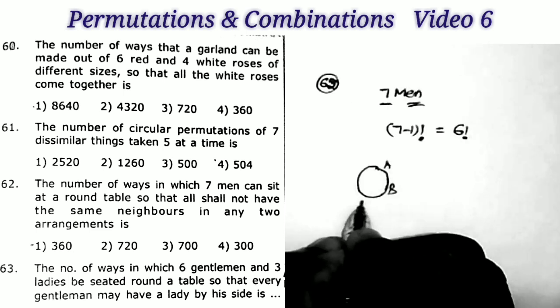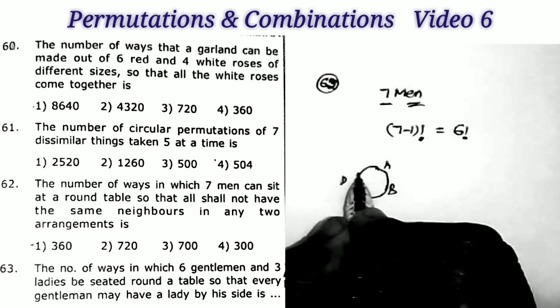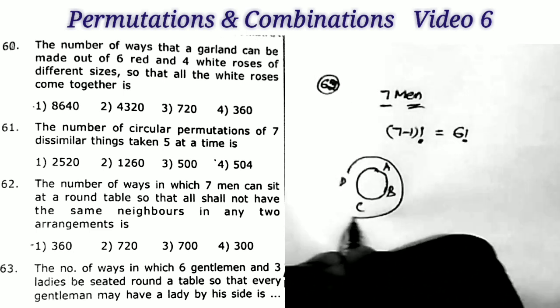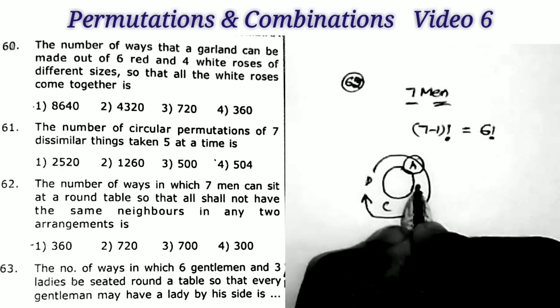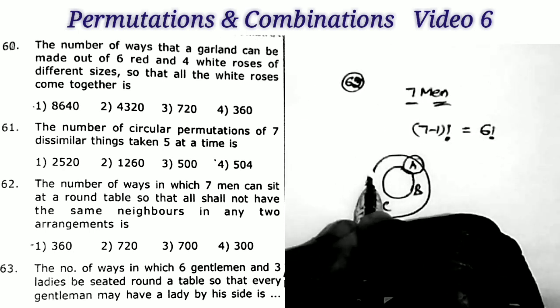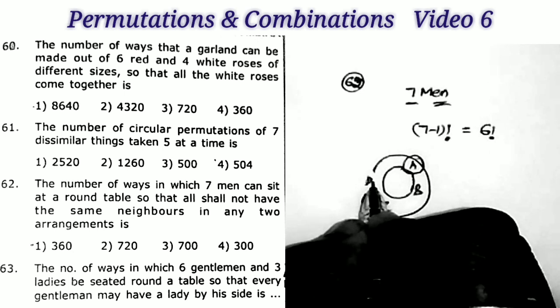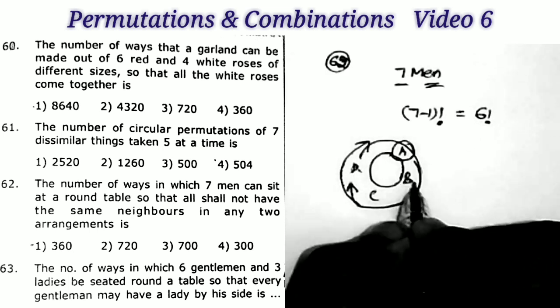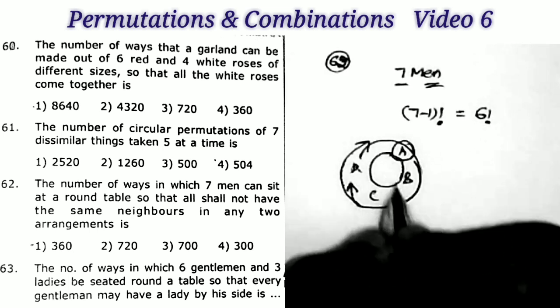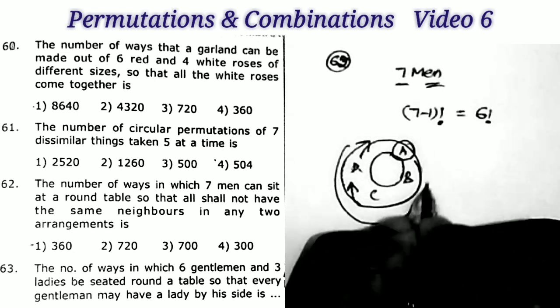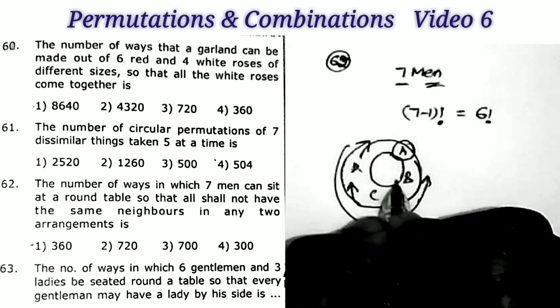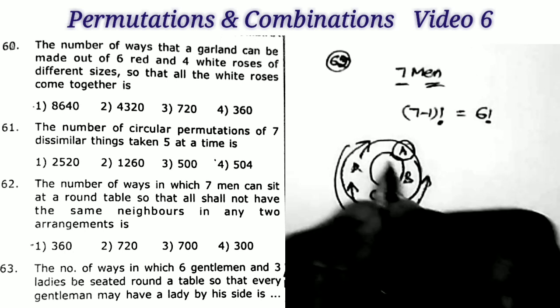For example, see this arrangement. Now A, B, C, D. So this is the arrangement. Here the neighbors of A are B, D. In this direction, we tell that neighbors are B, D. In the other direction, we tell that neighbors are D, B. First one, second one.